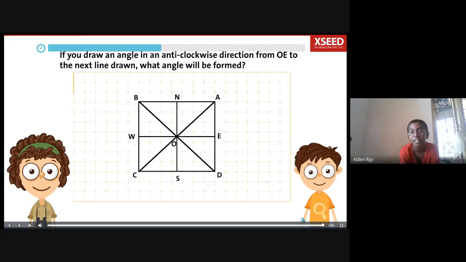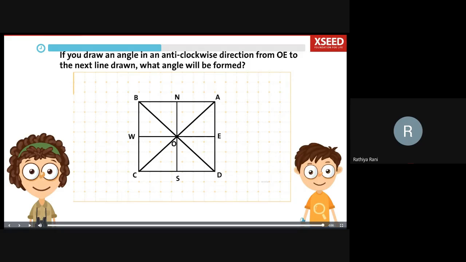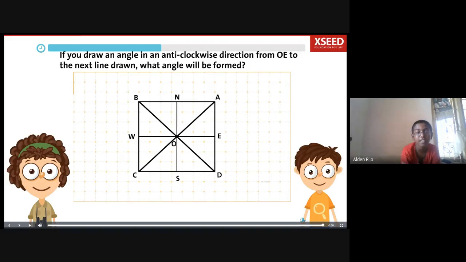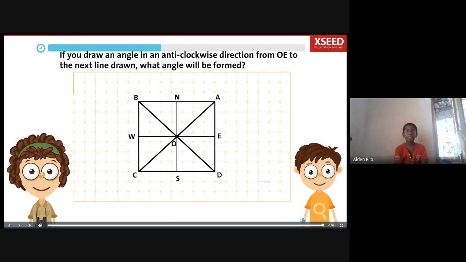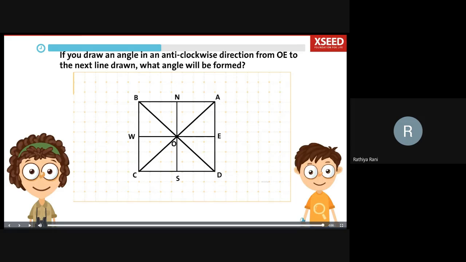54 degrees. Why is that 54? What is angle EON? What is the measurement? 45 degrees. Yes, very good. 45 is correct.